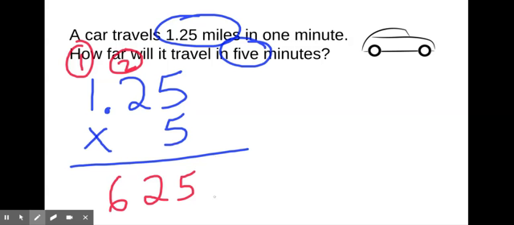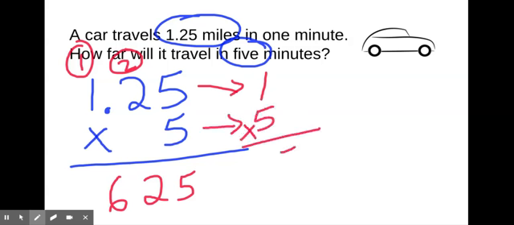Well, we can use our estimating to tell us where to put our decimal point. How so? Well, if I estimate this problem, I have 1 and 2500ths. That's about 1. The 5 can stay a 5. So my answer should be about 5. So by estimating this problem, I get an about answer.